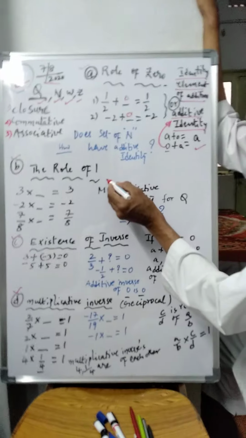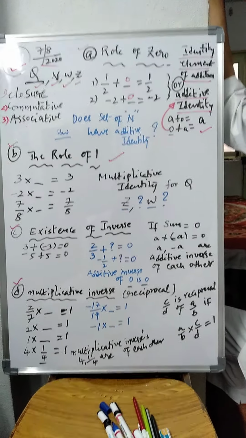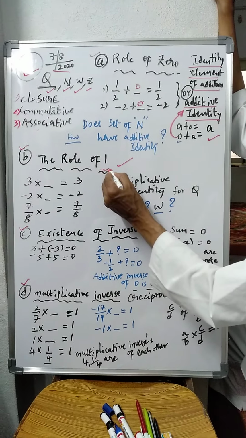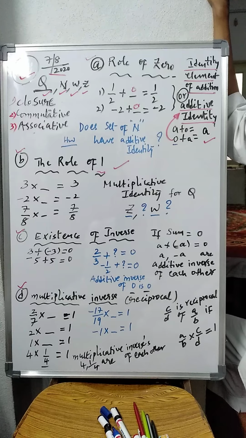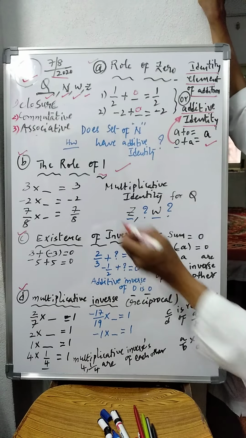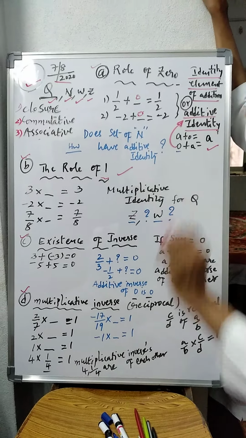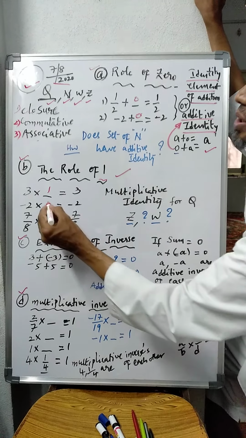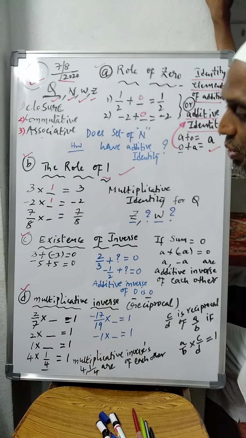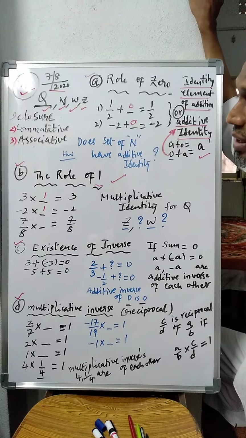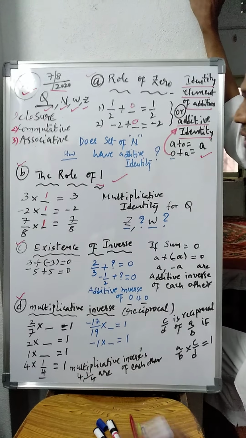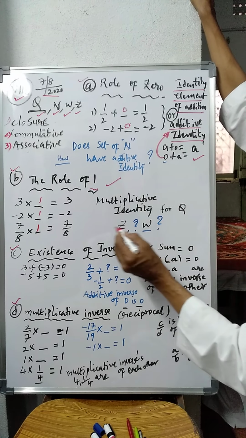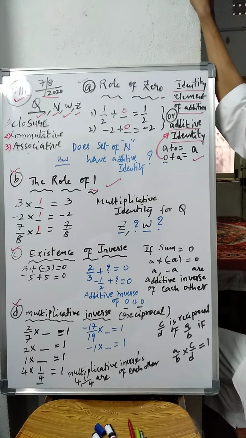The role of 1. See, just like water is a universal solvent, 1 is also one more number, and 0 is one more number, which are very essential. So now 3 into dash will give you 3: 3 into 1 will always give you 3. Minus 2 into 1 will always give you minus 2. Then 7 by 8 into 1 will give you 7 by 8. So likewise, that means multiplicative identity. This means 1 is the multiplicative identity for whole numbers.